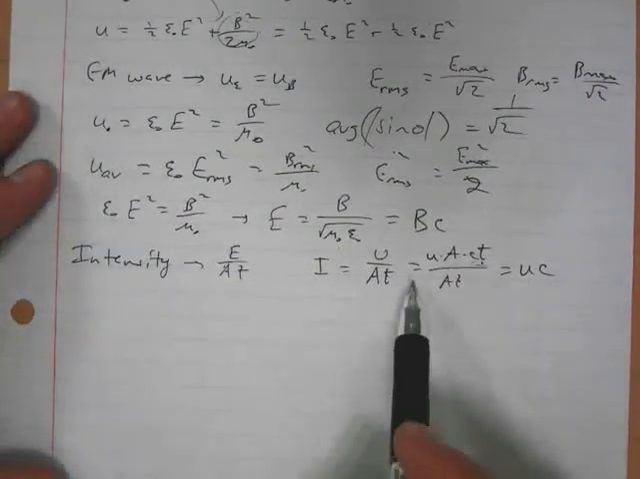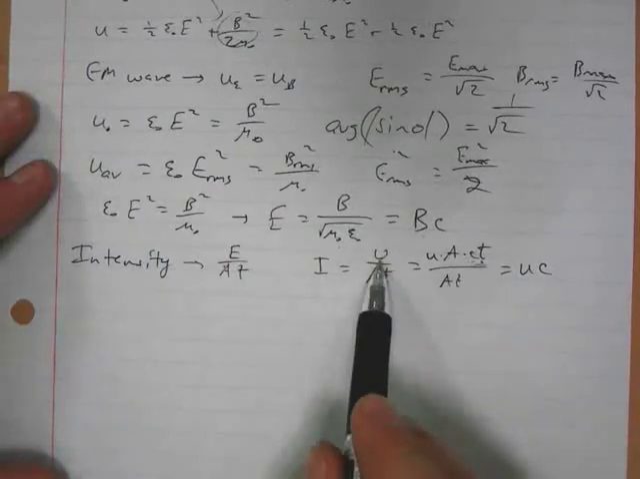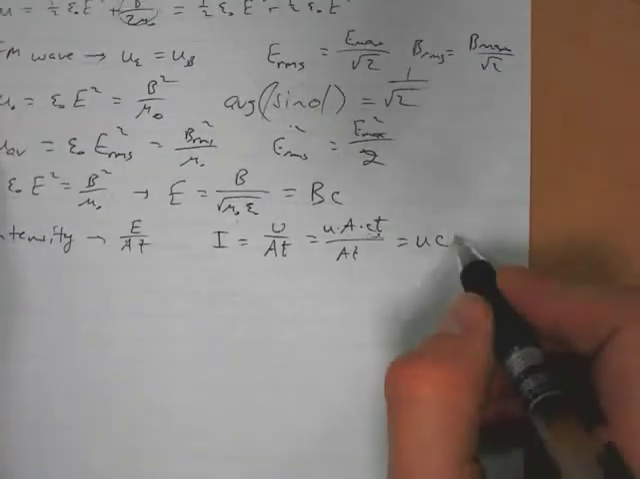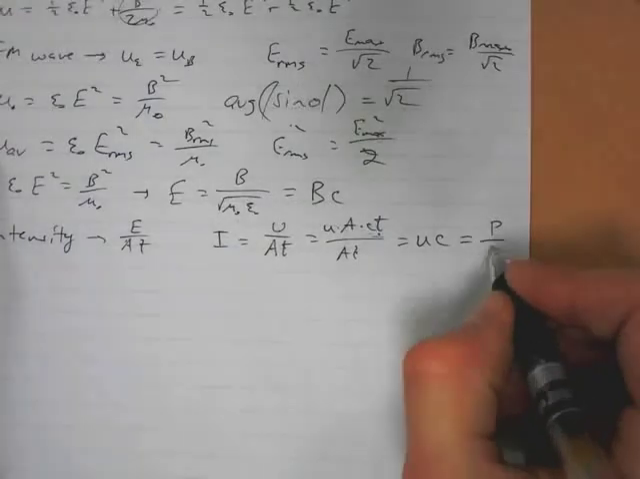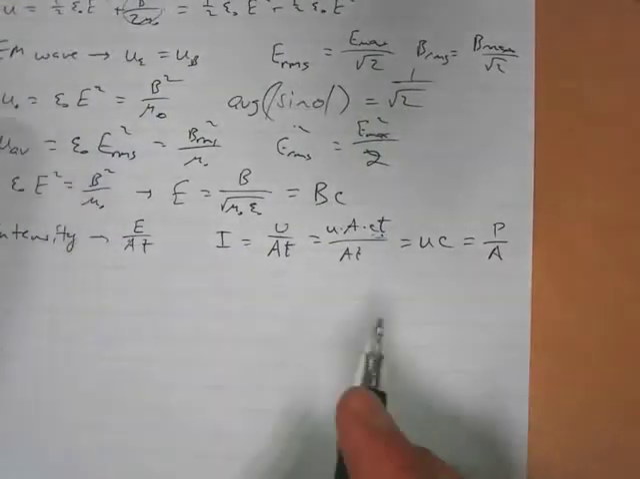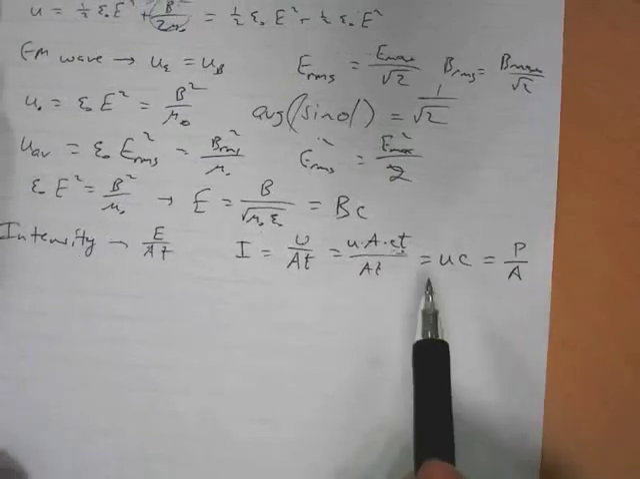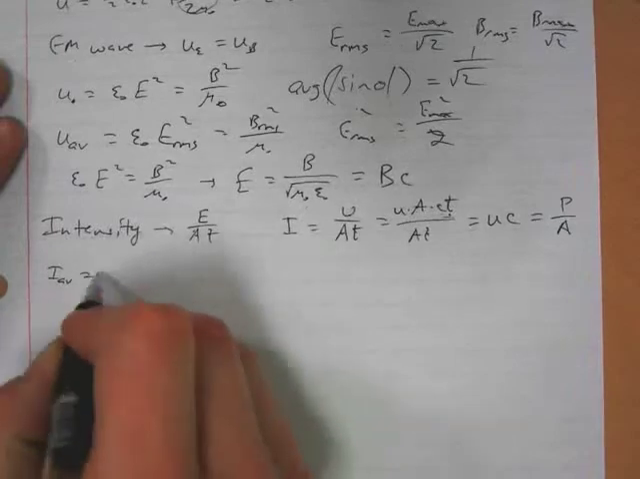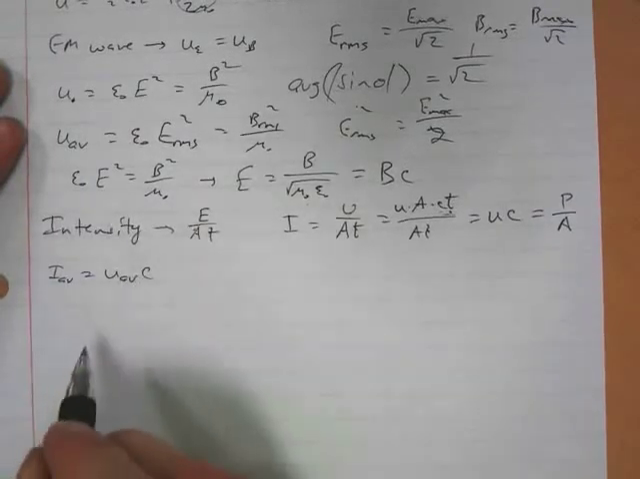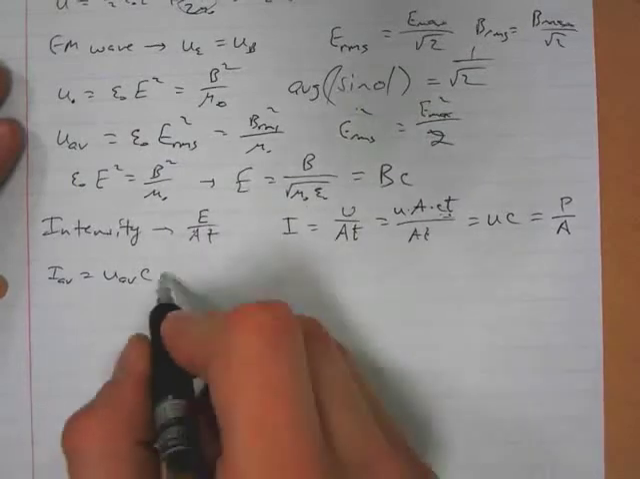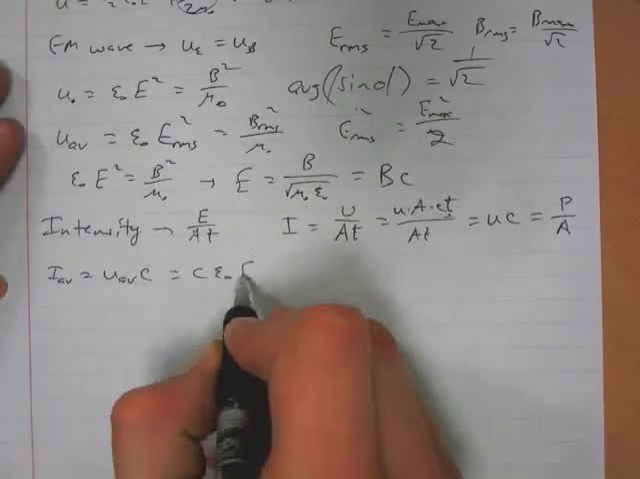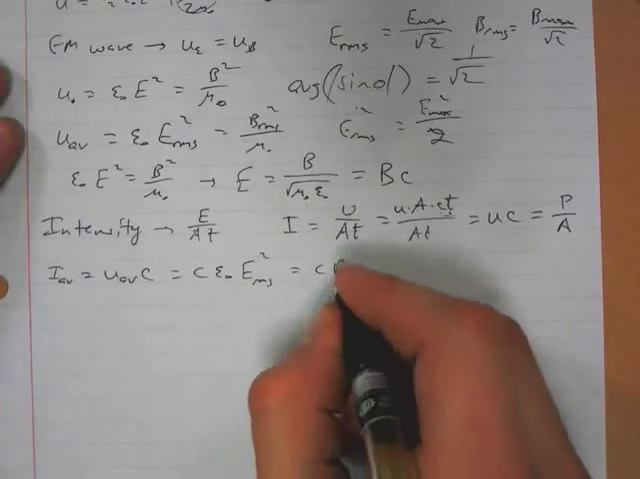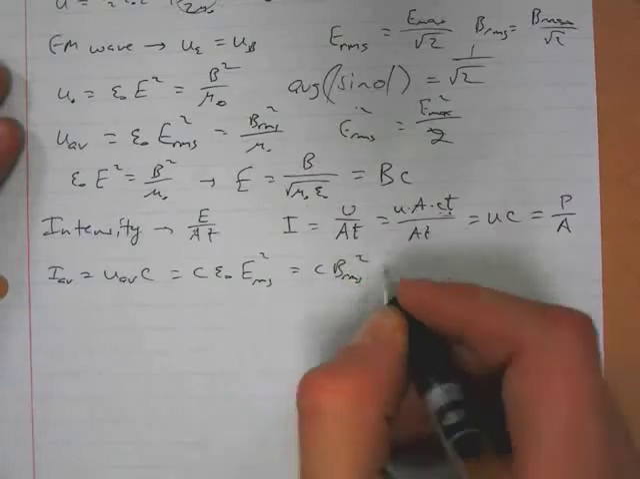Now notice, energy per time is a power. So you could also say the intensity is equal to power over area. Right? And that's something that's going to be useful for solving some problems. So for a given time period, the average intensity is equal to the average energy density times c, which is equal to c times epsilon naught E root mean squared squared, which is equal to c times the root mean squared of the magnetic field squared over mu naught.